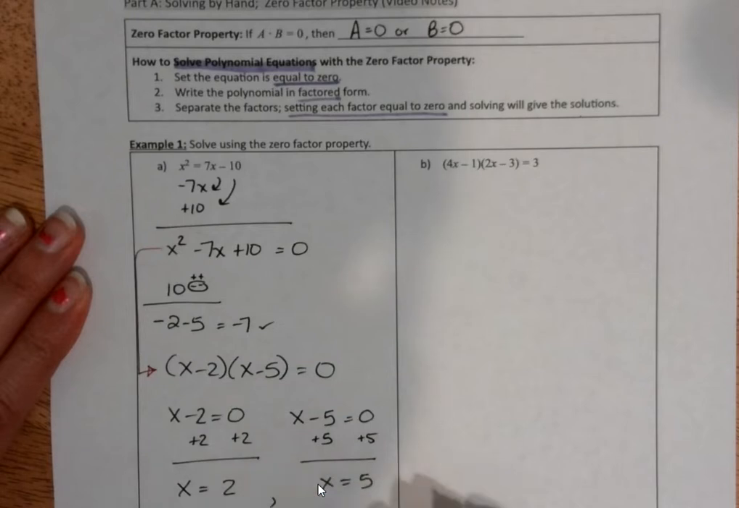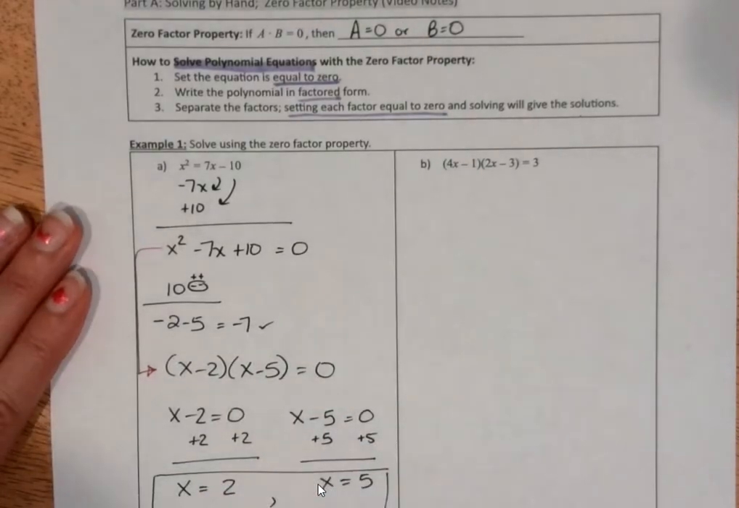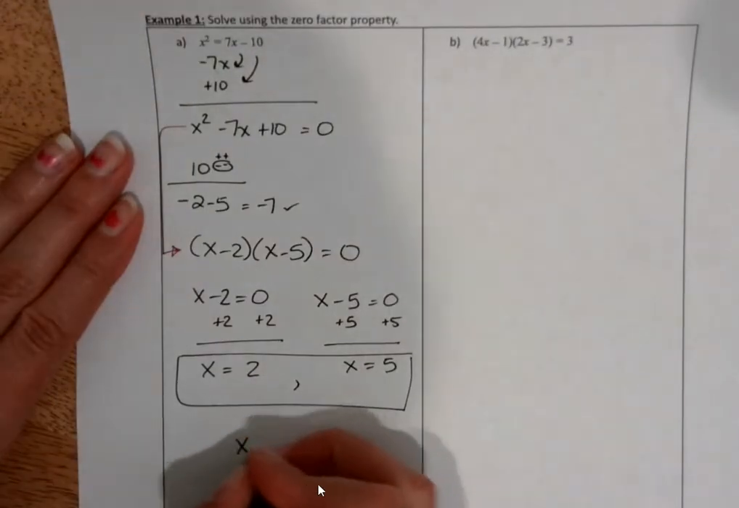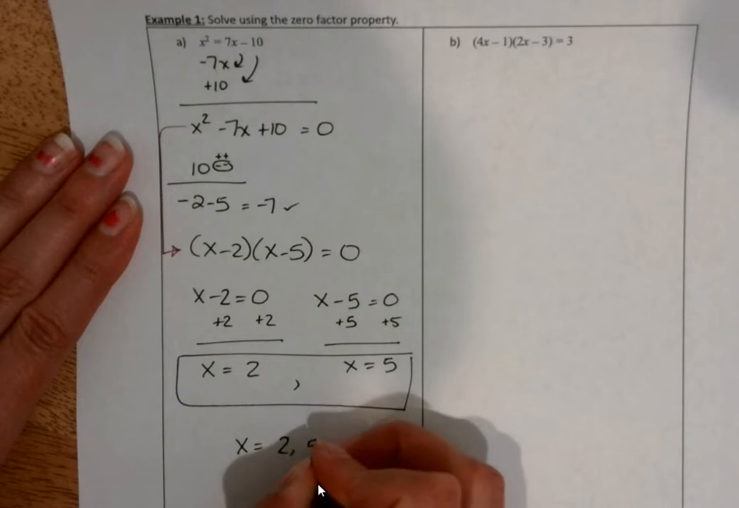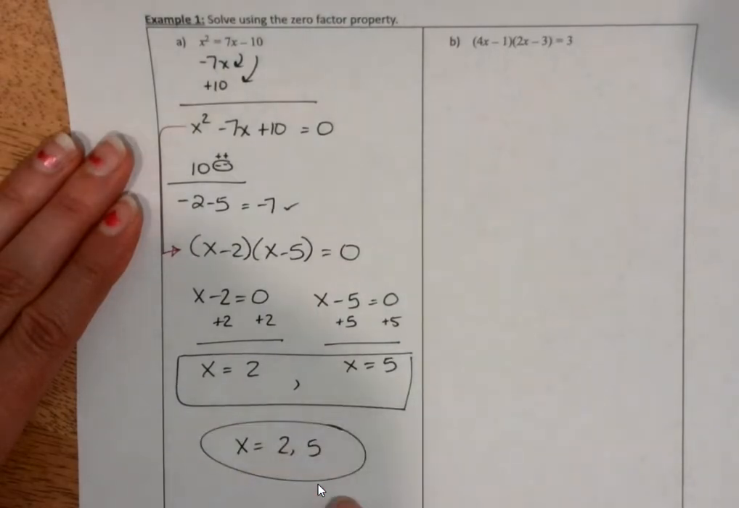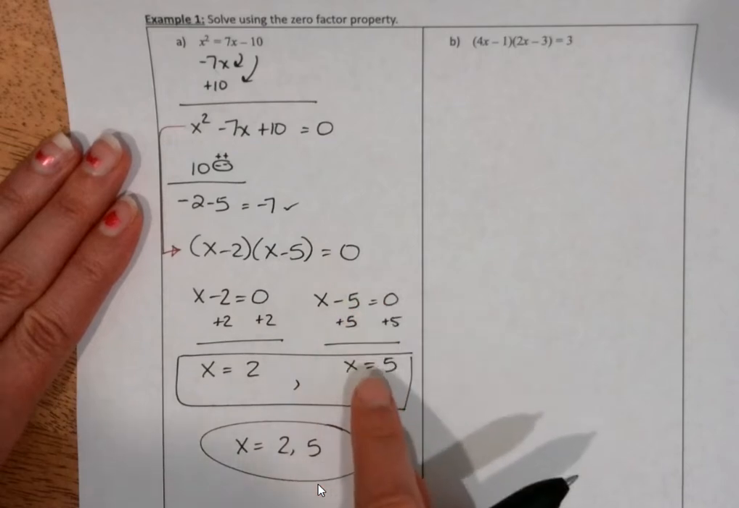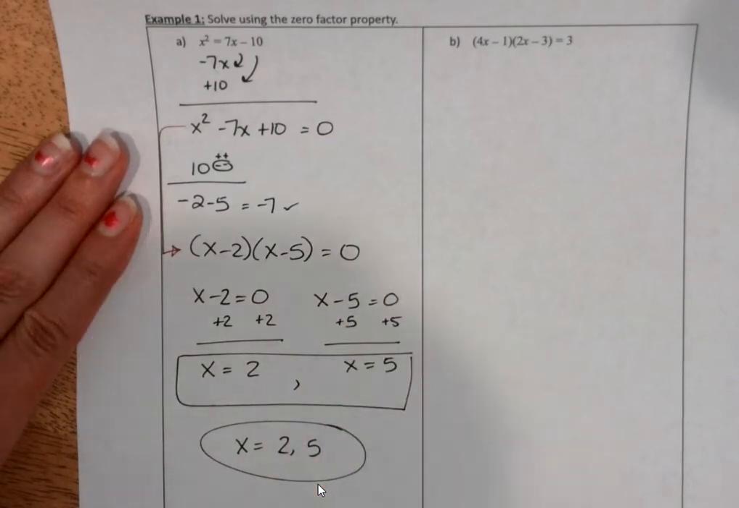So there are two answers. This is true if x is equal to 2. It's also true if x is equal to 5. Oftentimes, for short, we might just write x equals 2, 5 as well. It's a shorter way. You don't have to write the x twice, but you're solving a problem. You already have it written twice. You don't need to rewrite it as x as well.